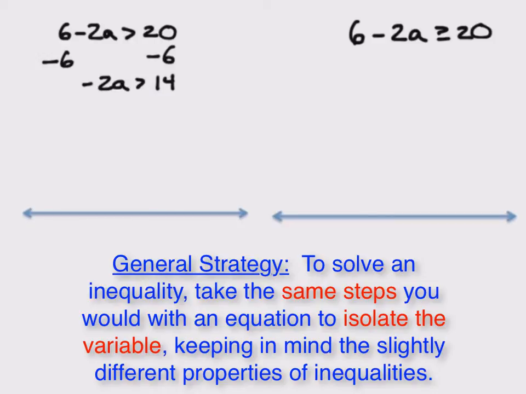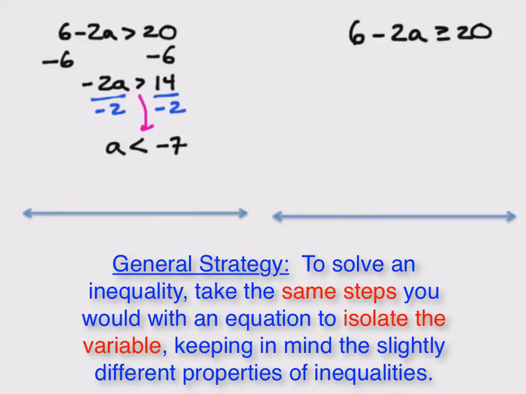Then we're going to want to divide both sides by -2. Immediately, because we're dividing by a negative number, we're going to have to flip the direction of the inequality. And what I like to do is actually, before I forget, go ahead and do that first, so that there's no way I forget about it later. We're going to end up with A is less than -7.